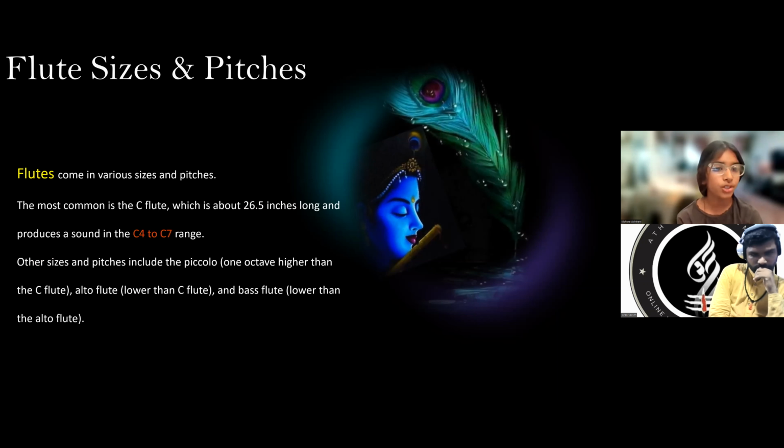Flute sizes and pitches. Flutes come in various sizes and pitches. The most common is the C flute, which is about 26.5 inches long and produces sound in the C4 to C7 range. Other sizes and pitches include the piccolo, one octave higher than the C flute, alto flute, lower than the C flute, and bass flute, lower than the alto flute.